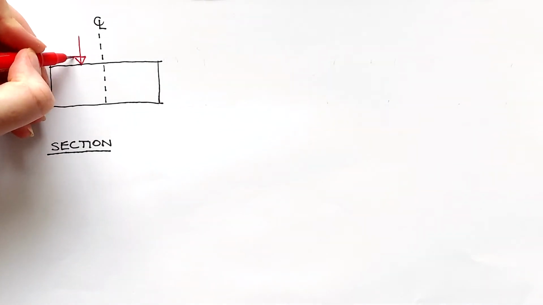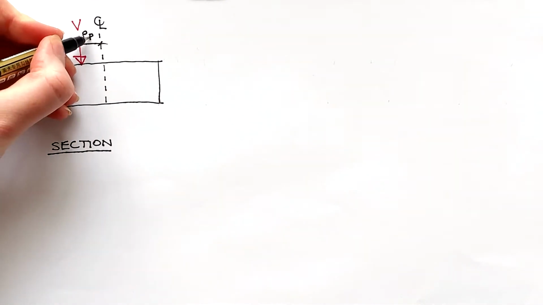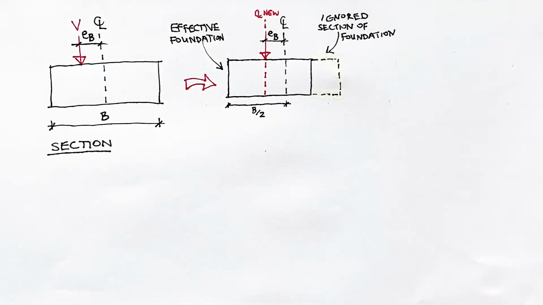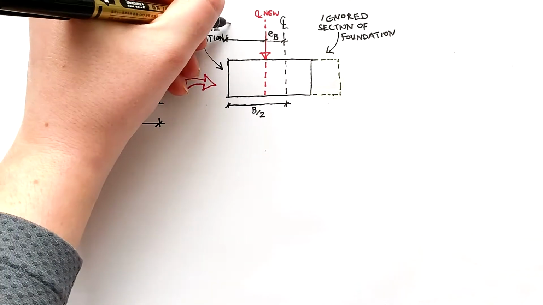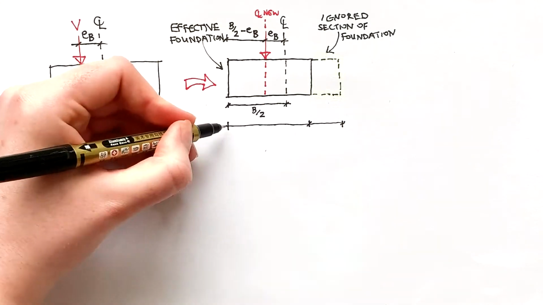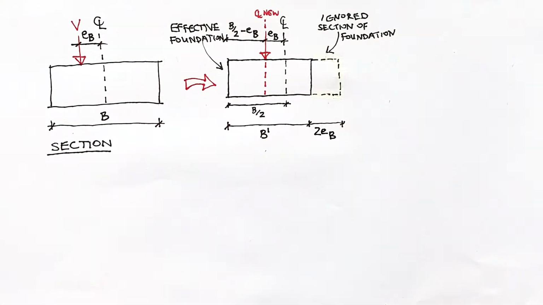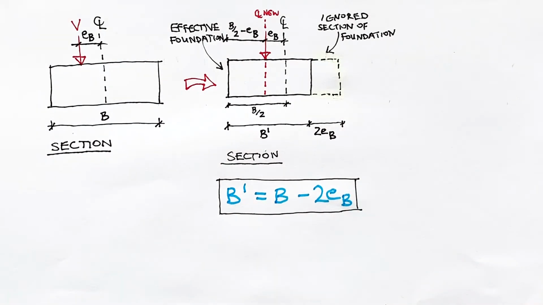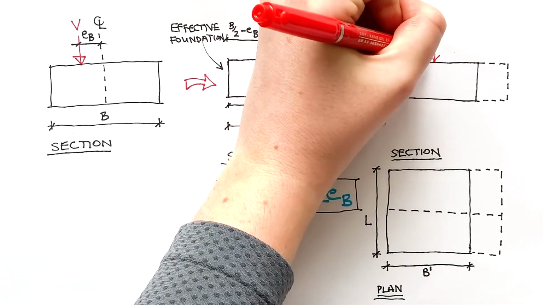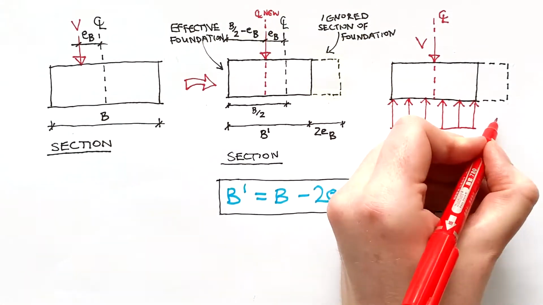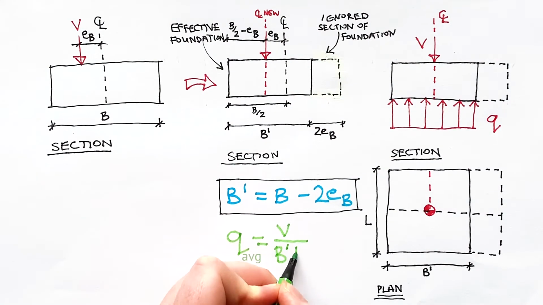Here's how it works for a column positioned with an eccentricity e_B along the B direction only. We can see the width of half the effective footing is B over 2 minus e_B. Therefore, the width of the full footing is twice this, or B', the new effective width, is equal to B minus 2 times e_B. As the vertical load acts at the centroid of the effective foundation, the resultant stress represents an average uniform stress beneath the effective foundation.